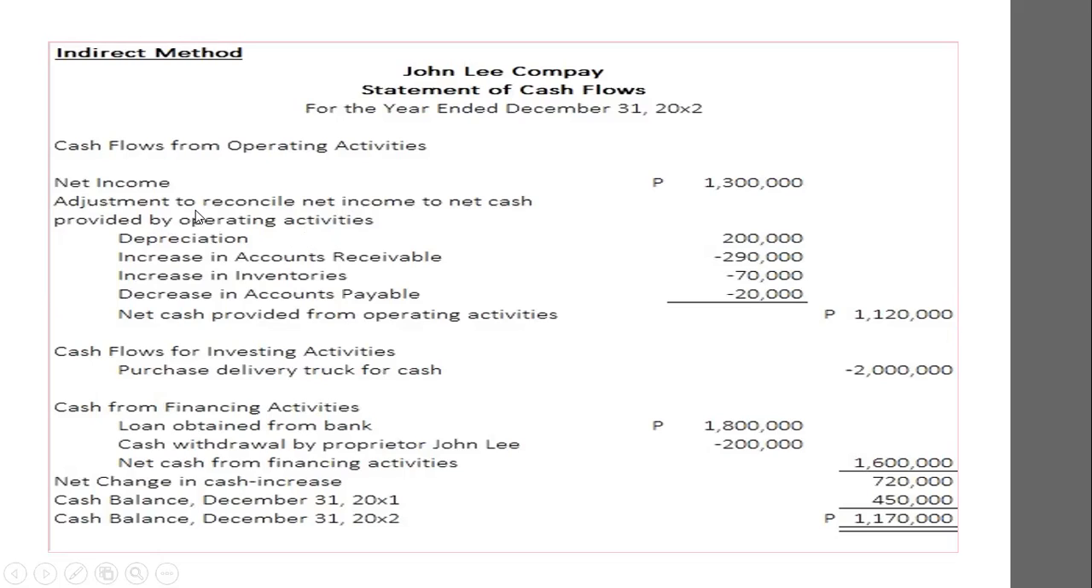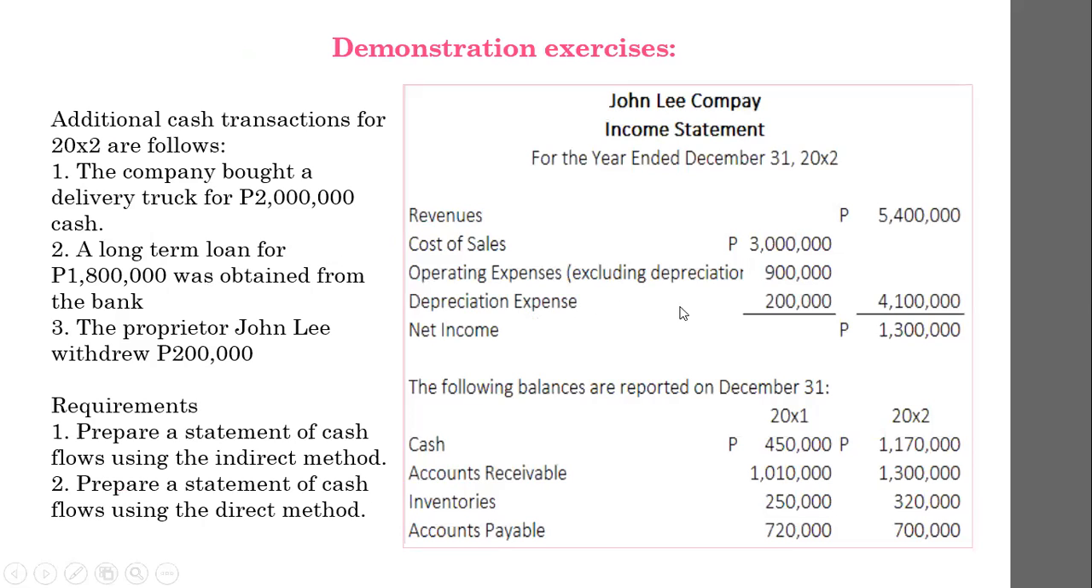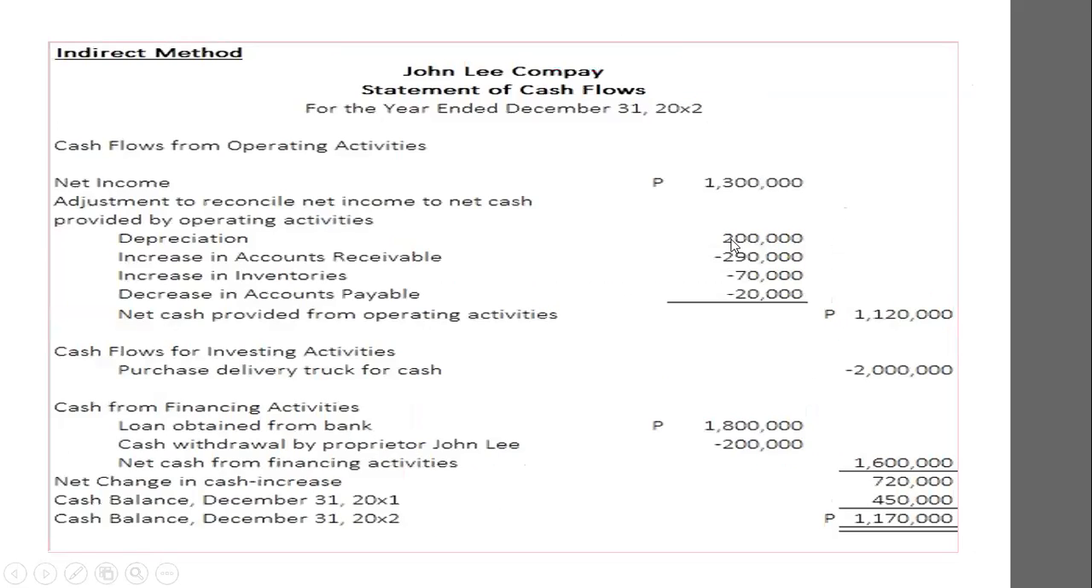So, ano nga ba yung under ng operating activities? So, yan po yung depreciation, increase in accounts receivable, increase in inventories, decrease in accounts payable, and net cash provided. Dito lang tayo sa decrease in accounts payable. So, under operating activities, and sa indirect method. Okay, indirect method tayo ha. So, net income na 1,300,000. So, depreciation, ito po yan. Depreciation expense na 200,000. So, dyan siya nag-appear, 200,000.